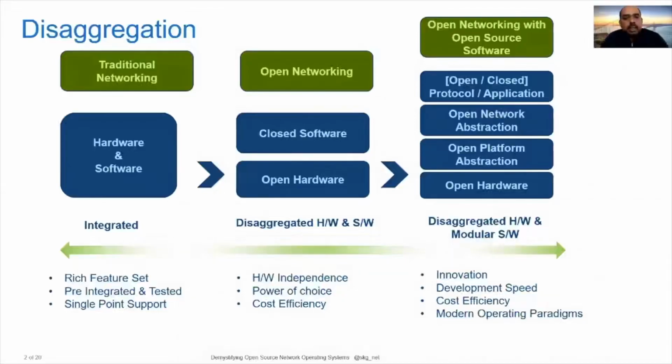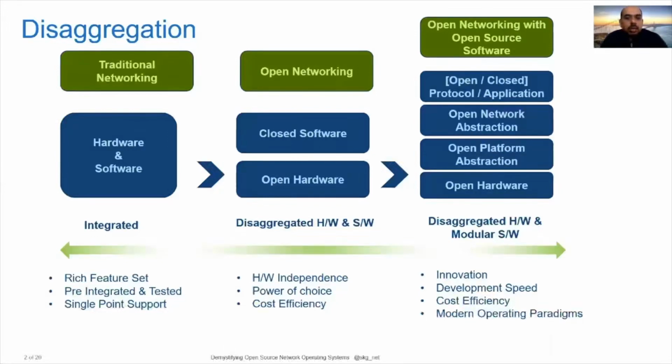Since this is an introductory talk, I would like to take a moment to quickly talk about disaggregation and open networking before we dive into open source network operating systems. What you see on your left is a traditional integrated solution. Hardware and software come from the same vendor. Integrated solutions provide you with a rich feature set, pre-integrated and tested, and come with a single point of support. This is your traditional Junos and IOS.